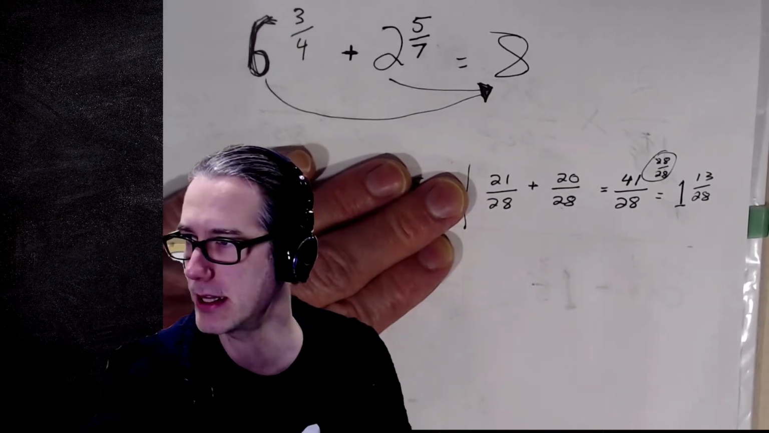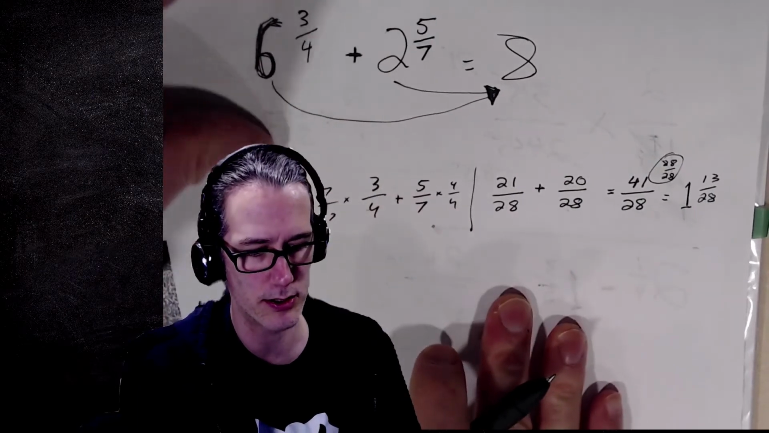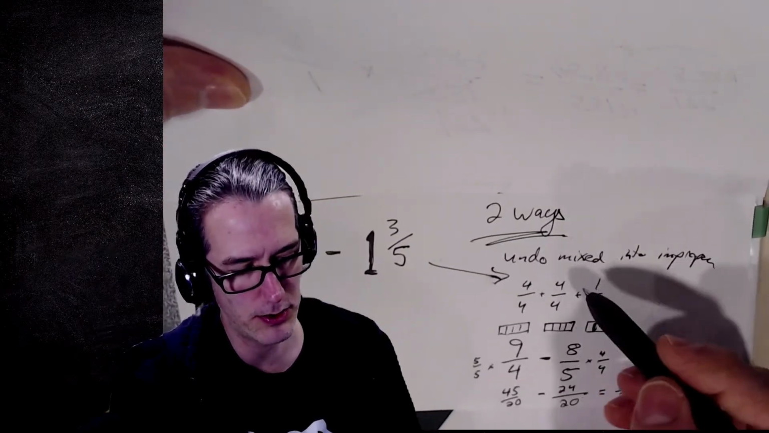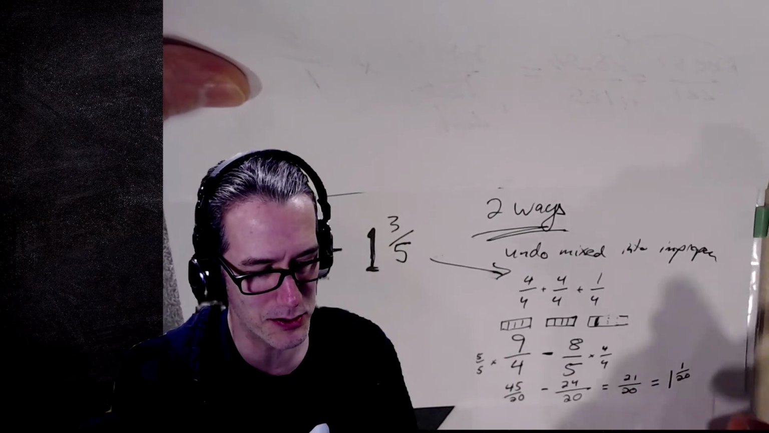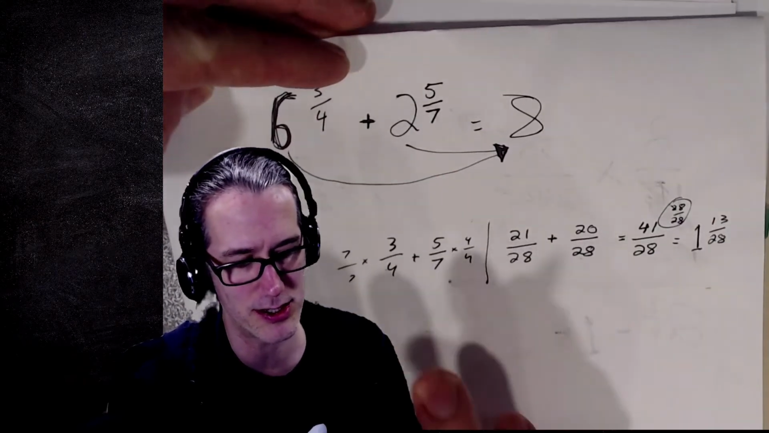Okay, so hopefully that makes sense to you. And you can see there are two ways to approach this. You can unmix your fractions and turn them into improper fractions, or you can deal with the whole numbers and then the fractions separately.